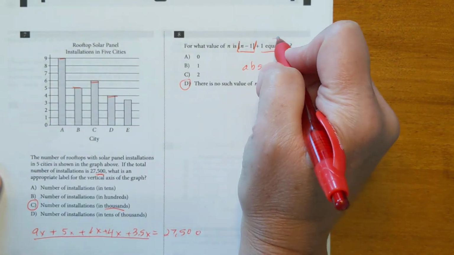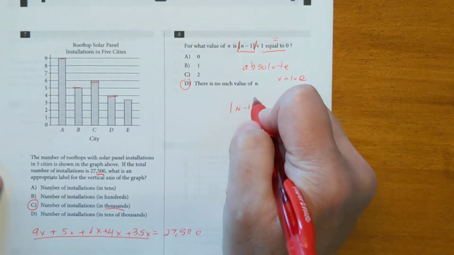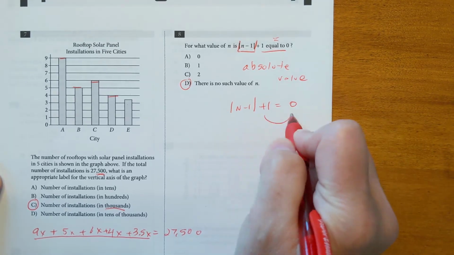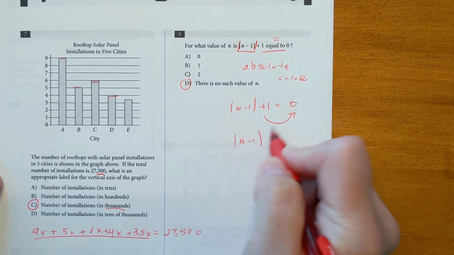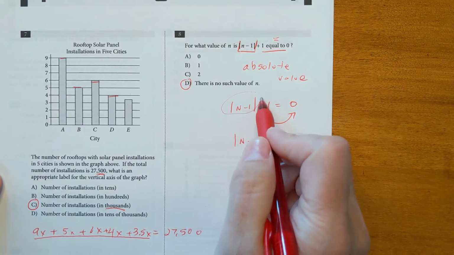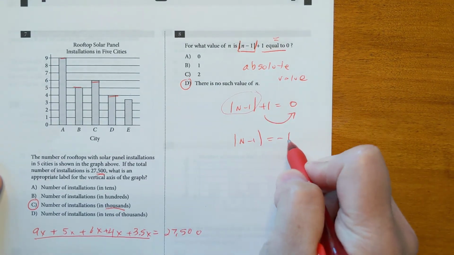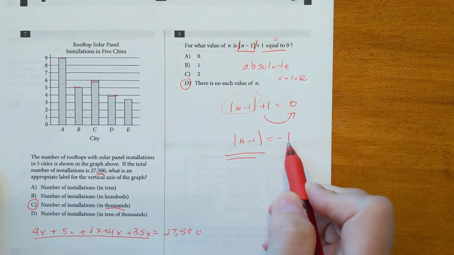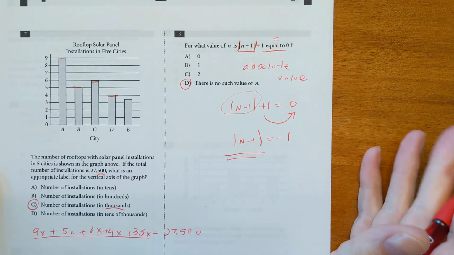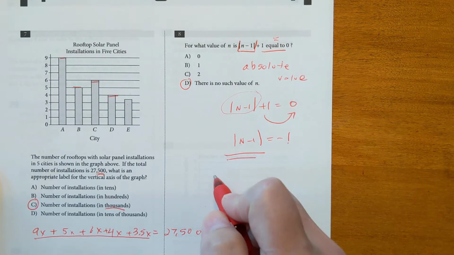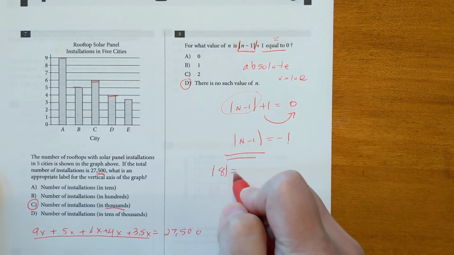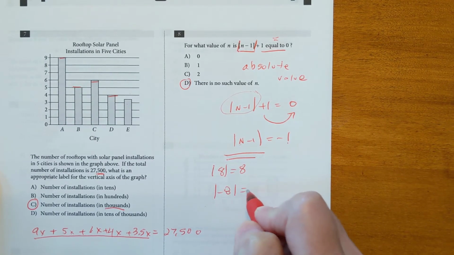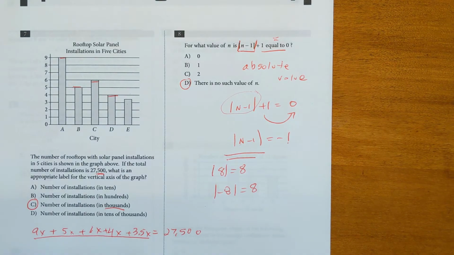They said it was equal to 0, so absolute value of n minus 1, plus 1, when is that equal to 0? Move the plus 1 over so that you got that chunk by itself, so that equals negative 1. Well, the thing is, the absolute value of a number is never negative. Any number that comes out of that is positive, so it's never going to happen. So just some examples here. The absolute value of 8 is 8. The absolute value of negative 8 is also 8, because the absolute value is a measure of how far a number is away from 0.